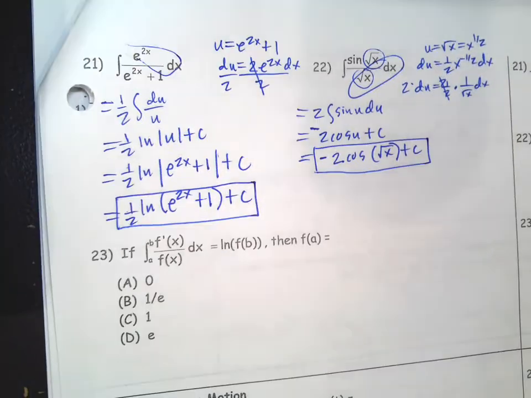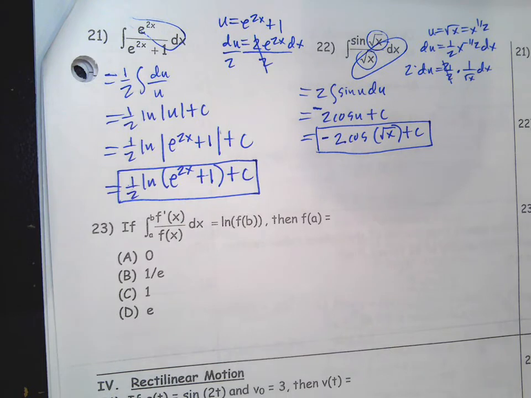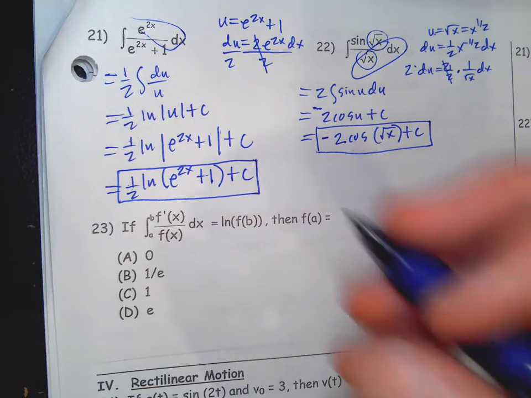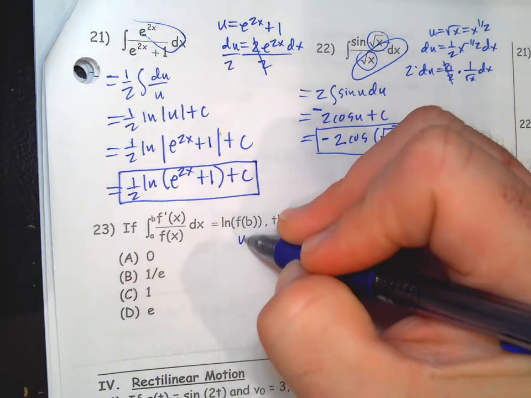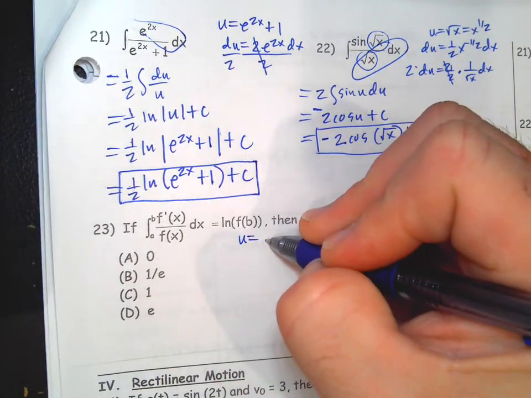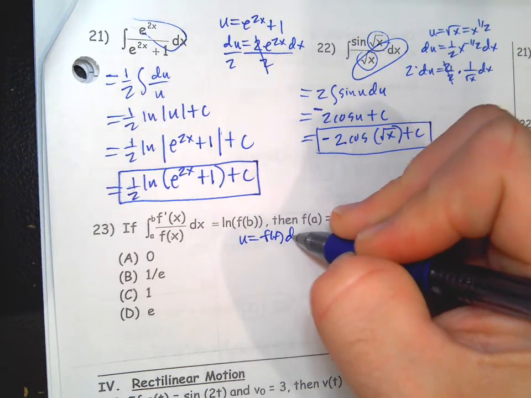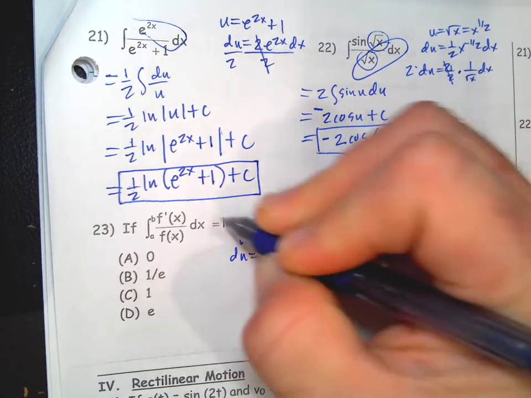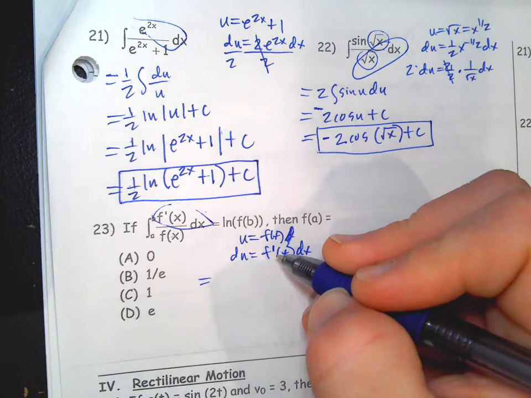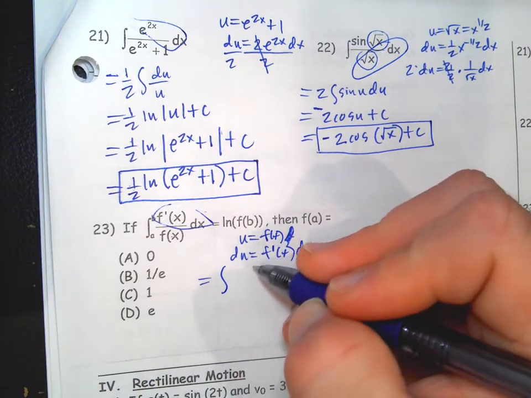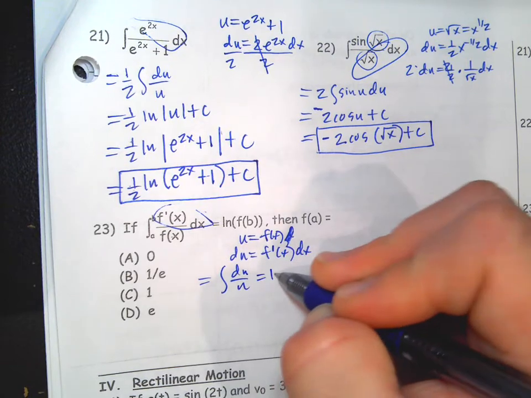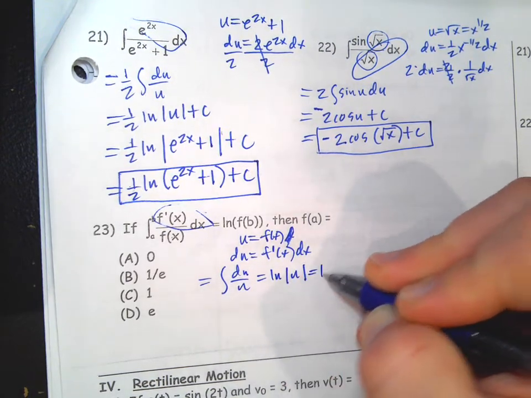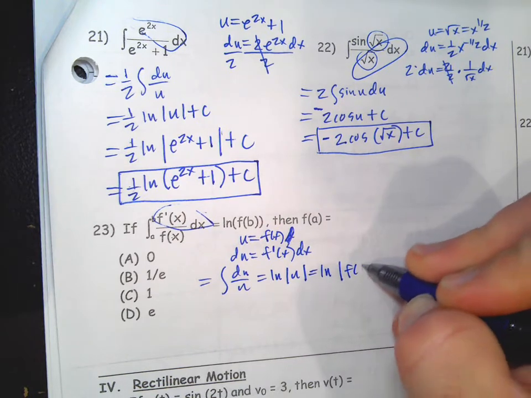Next one, kind of interesting, multiple choice. It says if you're integrating f prime over f dx equals natural log f of b, then f of a would have to be what? So this is actually a U-substitution problem. You see f prime, so you should probably want to pick the denominator. And then when you do du, you get the derivative, f prime of x dx. Perfect, right? So this is going to be du over u, which is going to be natural log of the absolute value of u. It's going to be a natural log of the absolute value of f of x.